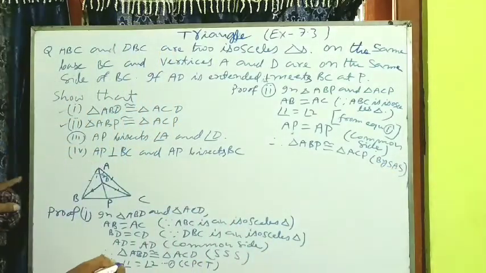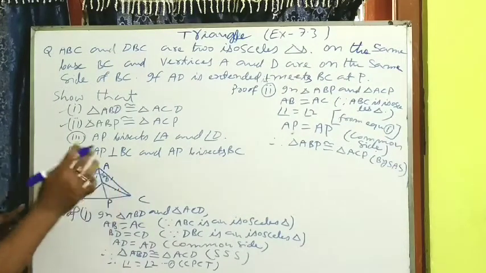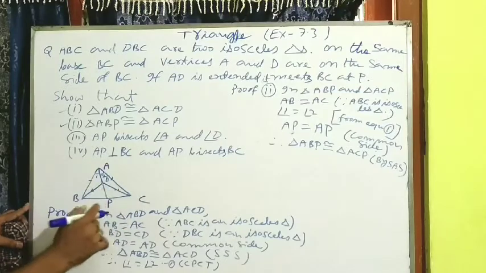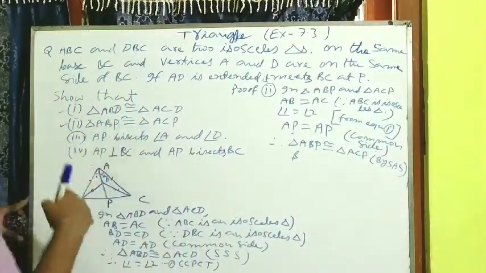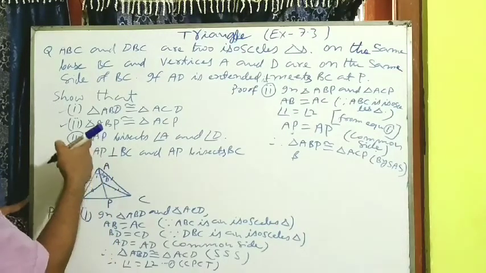I think you understand. Now you see these two triangles are equal. So okay, I am writing here BP is equal to CP. Although here in proof 2 it is not required, but it will be required for the next proof.